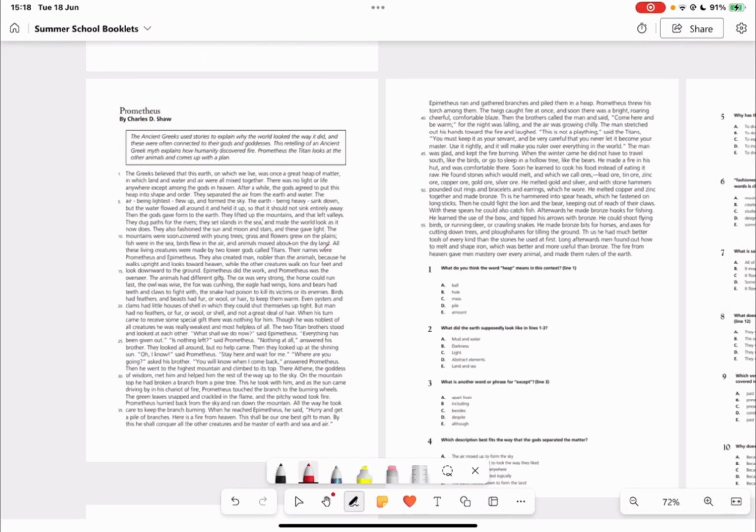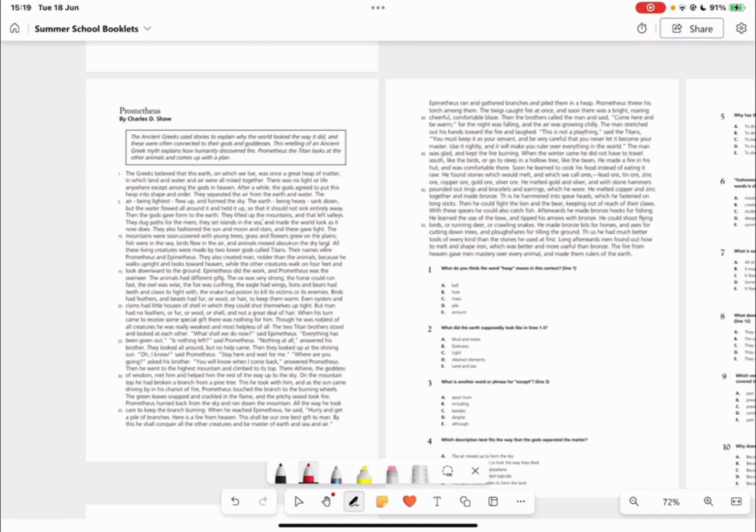When he reached Epimetheus, he said, "Hurry and get a pile of branches. Here is a fire from heaven. This shall be our one best gift to man. By this he shall conquer all the other creatures and be master of earth and sea and air." Epimetheus ran and gathered branches and piled them in a heap. Prometheus threw his torch among them. The twigs caught fire at once, and soon there was a bright, roaring, cheerful, comfortable blaze.